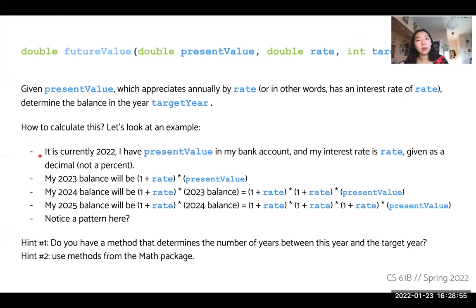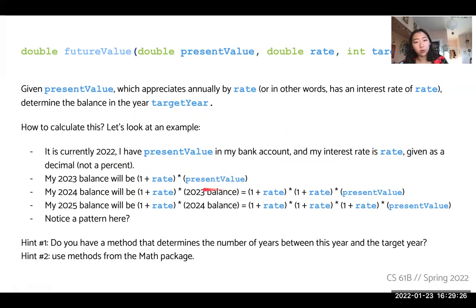Well, as an example, let's say it's currently 2022 and I have present value in my bank account and my interest rate is rate given as a decimal. In 2023, my balance is going to be 1 plus rate times present value, or in other words, 1 plus rate times what you had in 2022. In 2024, you're going to have everything you had in 2023 plus that 1 plus rate, because you're gaining interest on what you had the year before.